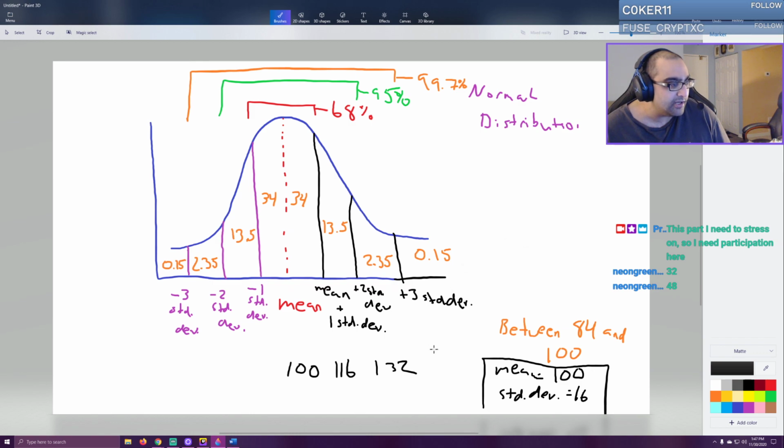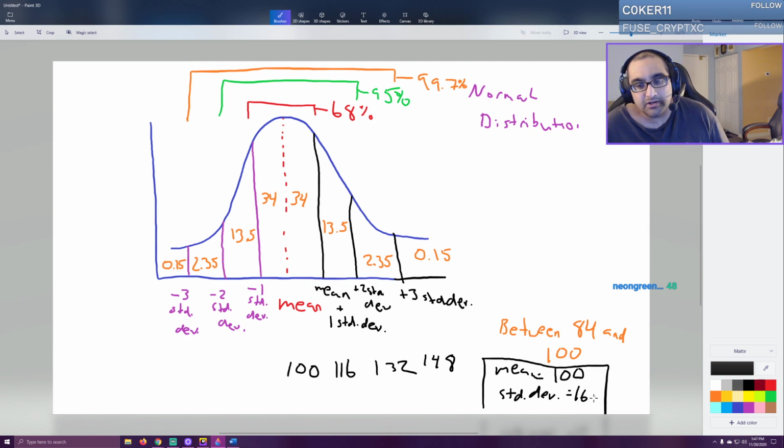All right, 48. Good. I'm going to have 148 here. Now, let's go in reverse. In this case, let's subtract 1 standard deviation. So we're going to take 100 and subtract it by 16. What do we get there?